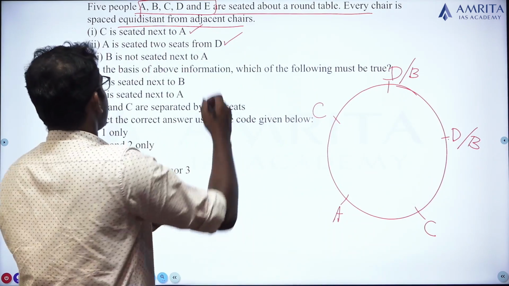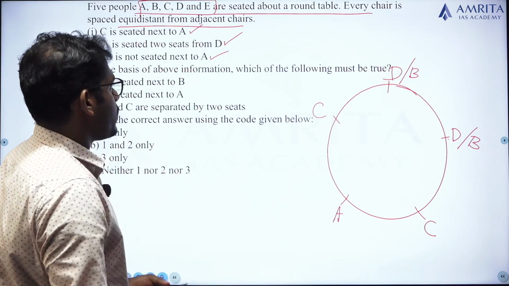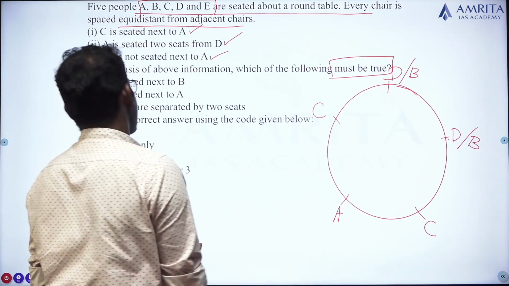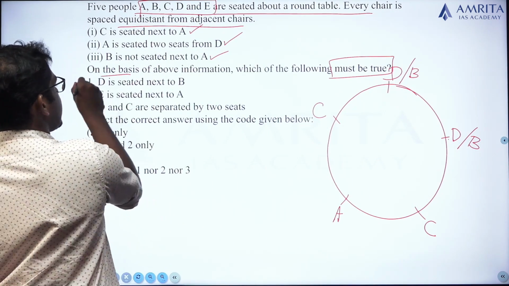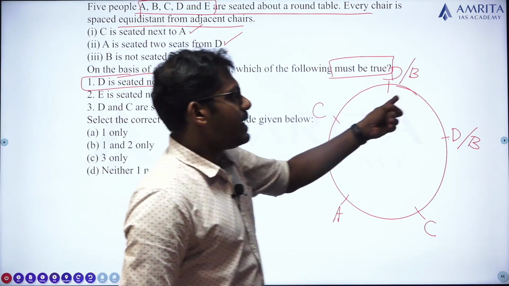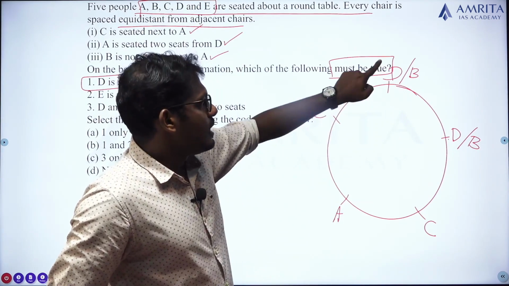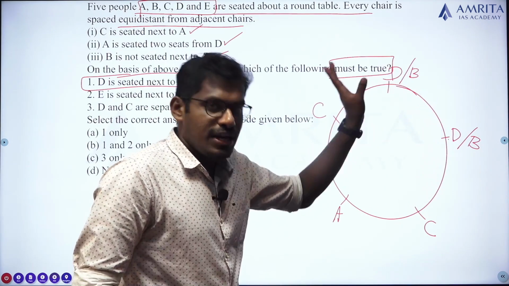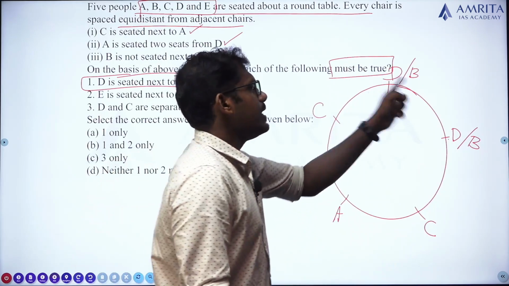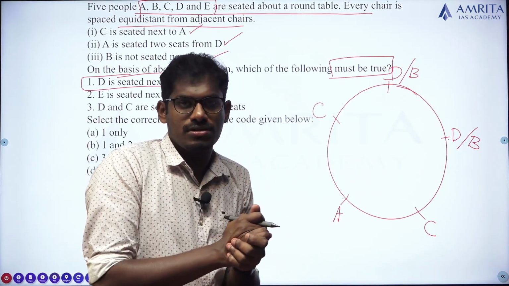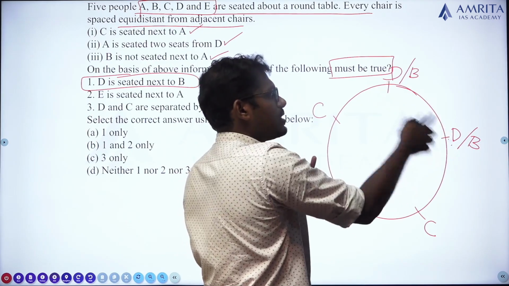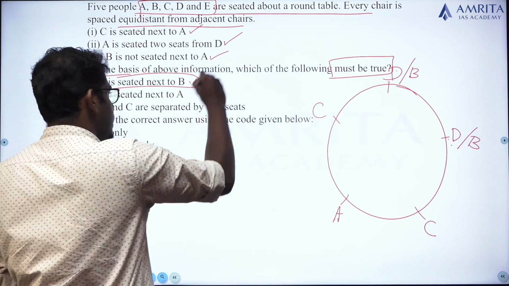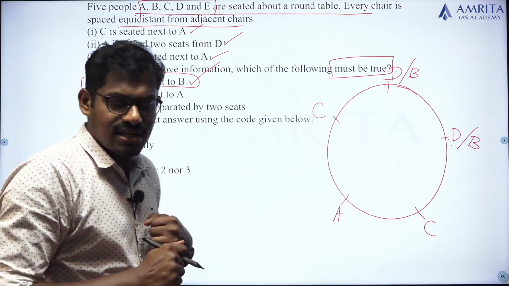Clear? Okay, fine. On the basis of the above information, which of the following must be true? Let's take the first: D is seated next to B. See, understand. D can occupy here or here. B can occupy here or here. In whatever case, D and B will be neighbors. If D is here and B is here, they are neighbors. If D is here and B is here, they are also neighbors. So the first statement is definitely true. D is seated next to B, it's correct.